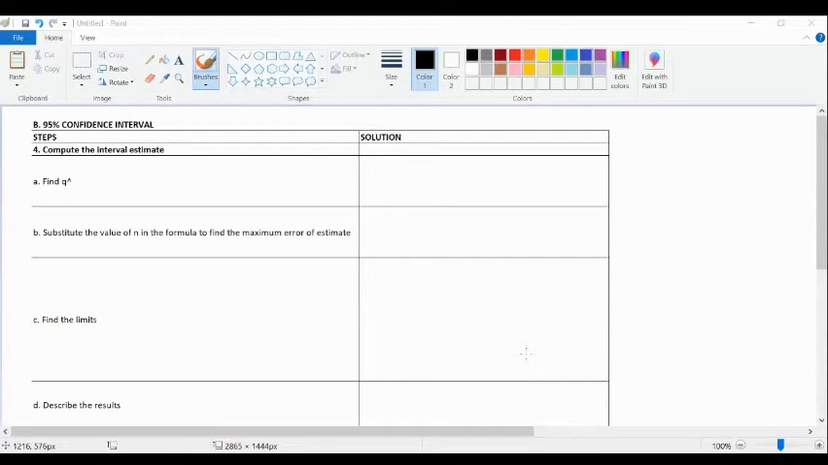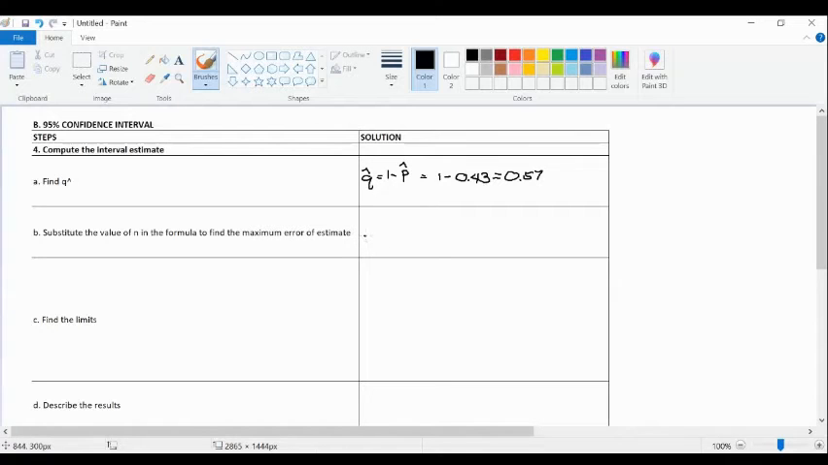We're now going to find the 95% confidence interval. For our fourth step, we compute the interval estimate. Under that, we need to find the q hat. To find the q hat, we have this formula: q hat is equal to 1 minus p hat. So that will be 1 minus 0.43, and the answer will be 0.57.